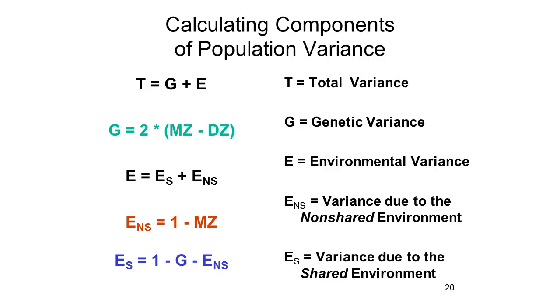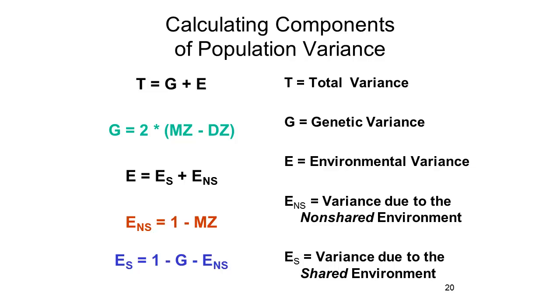Don't worry about where the 2 comes from. That's a technical detail. But you can get a sense of it if you just consider that if a trait were wholly inherited, the monozygotic correlation would be 1.0, the dizygotic correlation would be 0.50, the difference between them is 0.50, double that difference, you get 1.0. All of the population variance would be attributable to genetic variance. That's the idea. So what's left? Well, what's left is the environmental variance. Variance due to the non-shared environment is a function of the MZ correlation.